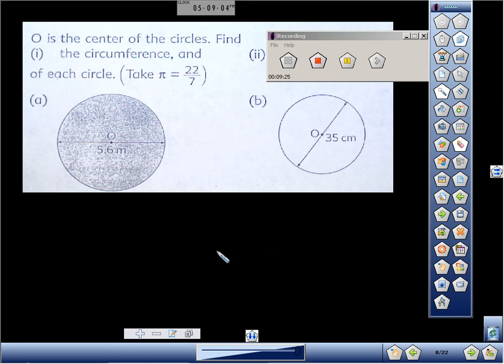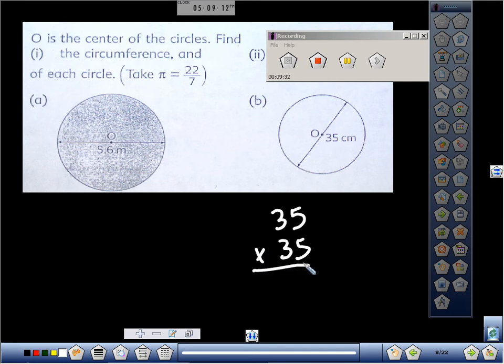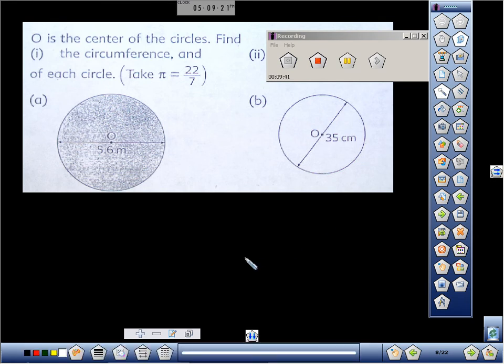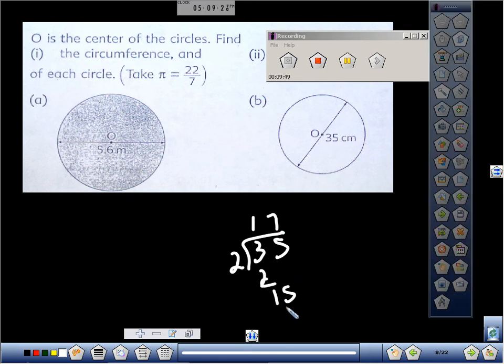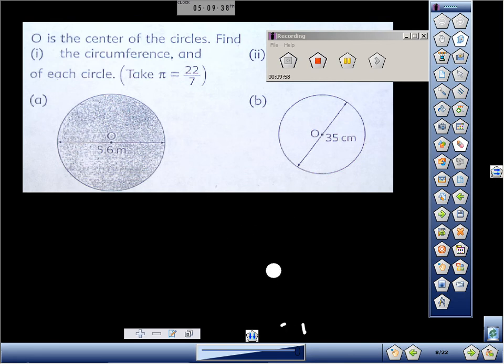Okay, then let me see if I can solve the area. 35 times 35, because we got to square the radius. Oh, look at what I did. It's not 35 times 35, because that's the diameter. I got to get half of 35. 35 divided by 2 is 17 and a half, 17.5.